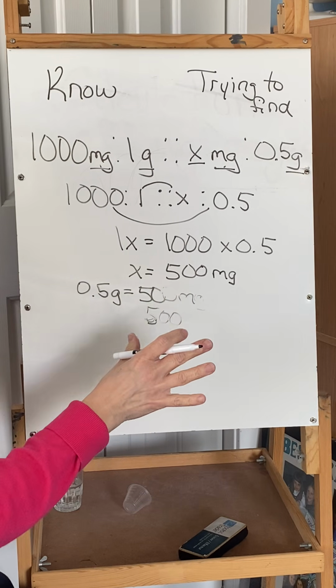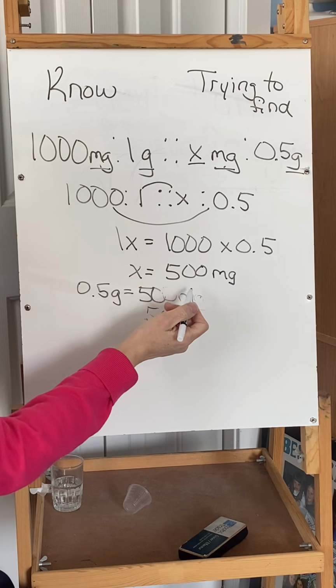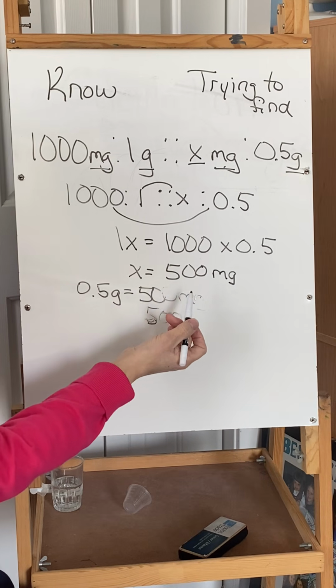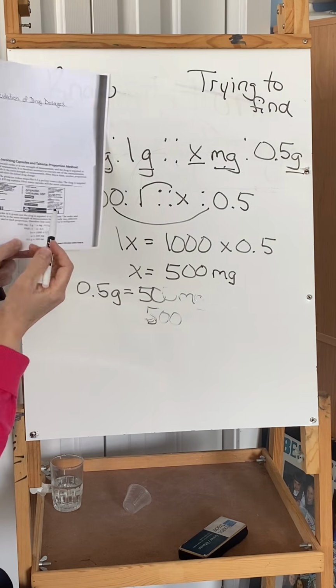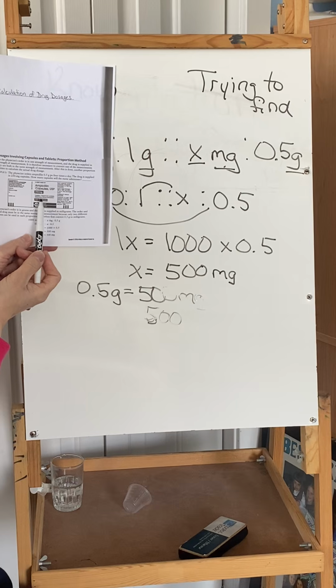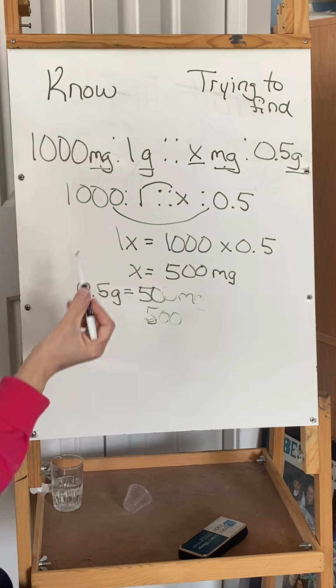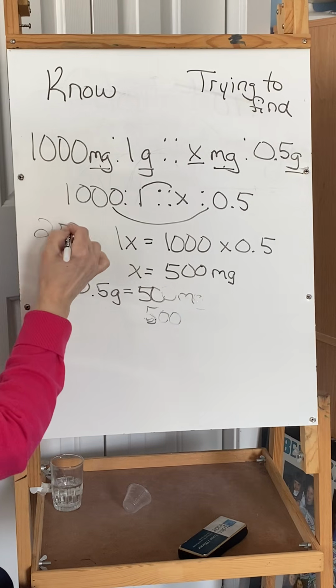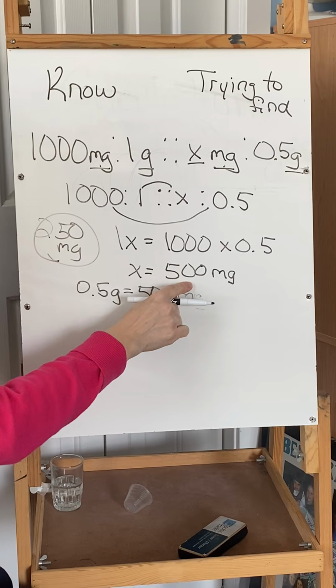How many capsules? Because we're not finished yet. Now you know you have to give 500 milligrams. But what you don't know is how many capsules you are supposed to give. So looking back at your label, it says these capsules are 250 milligrams each. Okay, 250 milligrams each. You want to give 500.